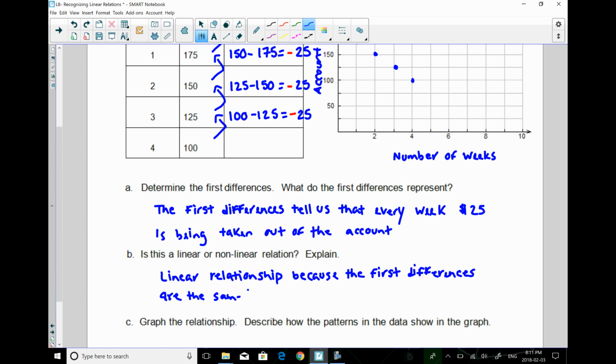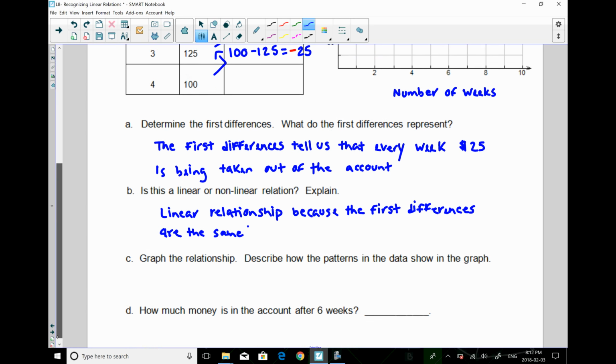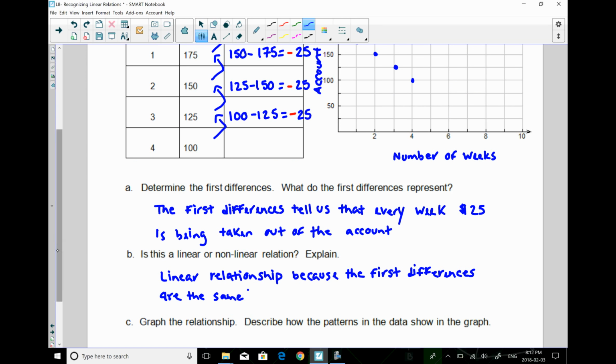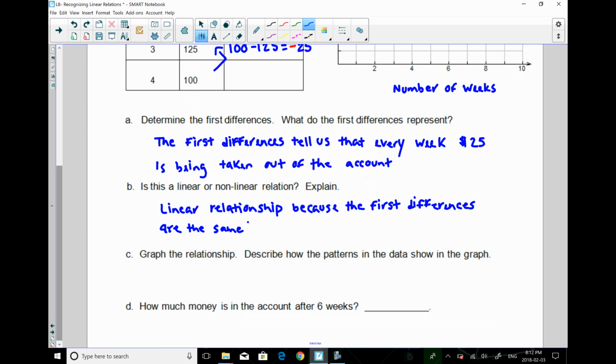Okay. And then we've already graphed it. Describe the pattern. The pattern shows that as the number of weeks increases, the money in the bank decreases. So if you look at the graph, you'll see a downward trend. As the number of weeks increases, the money in the bank account decreases.